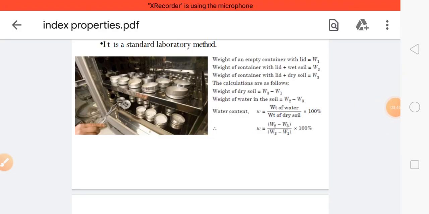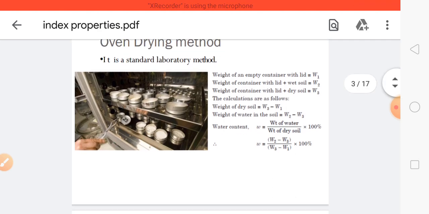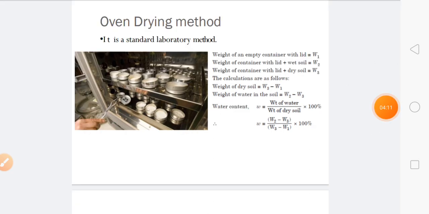For organic soil, or soil in which gypsum is present, we use a lower temperature, below 100 degree centigrade. We maintain 60 to 80 degree centigrade in an oven for organic soil or soil which contains gypsum. Now we will see how to conduct this experiment.